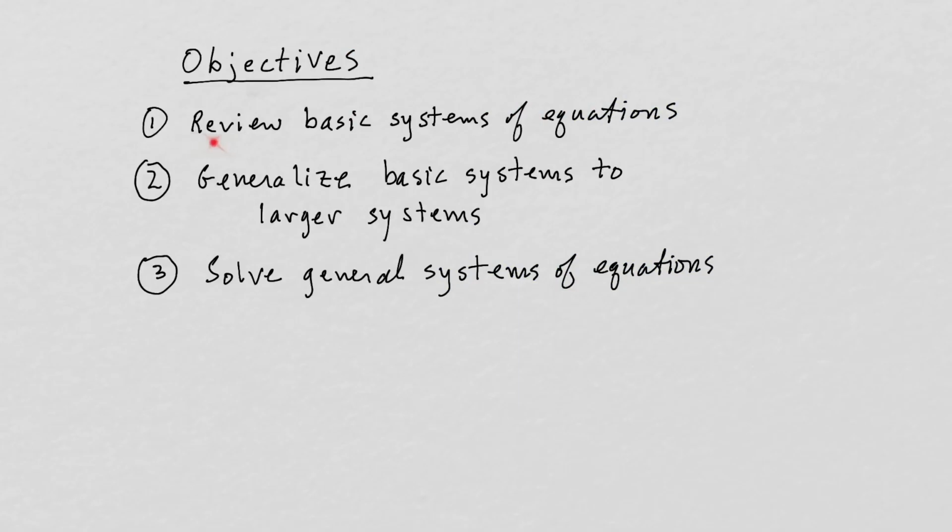All right, so we reviewed basic systems, we generalized those basic systems, and then talked about how to solve those general systems. So at this point, you should be able to solve any size system with the help of a computer, probably to reduce the matrix, and write down the solution set.